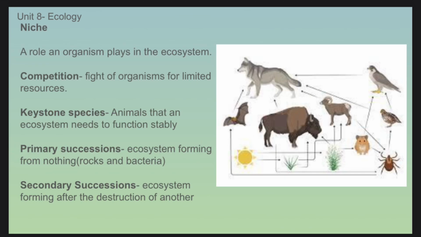Okay, so let's learn what a niche is. It's the role an organism plays in an ecosystem. Competition is the fight of organisms for limited resources. Keystone species are animals that an ecosystem needs or it will collapse. Primary succession is an ecosystem forming from nothing, rocks and bacteria. Secondary succession is ecosystems forming after the destruction of a previous ecosystem.